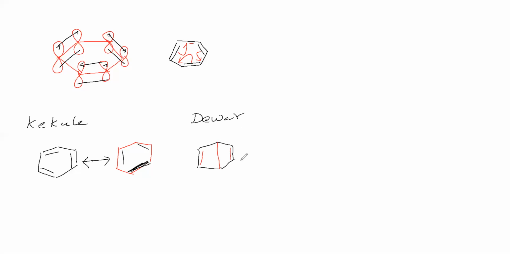Now, what is another structure proposed by Dewar, that we will see. Another structure proposed by Dewar is like this. Here pi bond, here pi bond, and opposite carbons are linked by a bond like this. Then another structure proposed by Dewar, that we will see here.